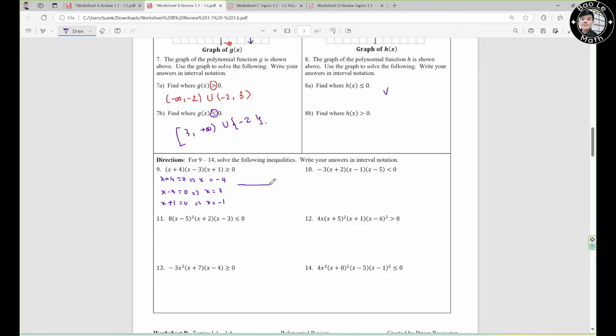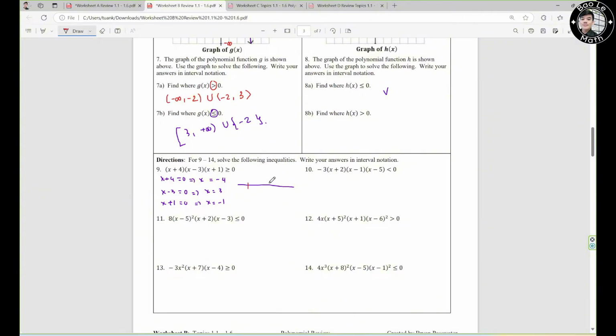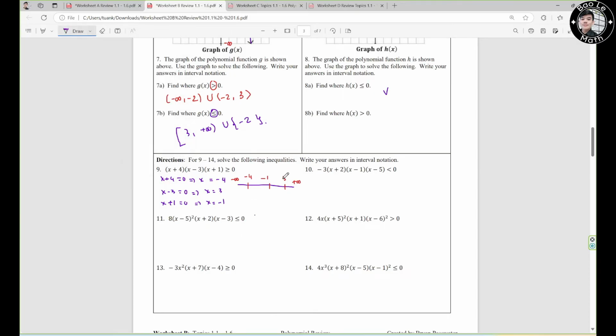Now you need to draw the number line. And then you need to place all the 0s on the number line. So I have negative 4, negative 1, and 3. The 0s must be in increasing order, so keep that in mind. The left hand side right here, you put negative infinity. The right hand side, you put positive infinity. Now, you're gonna pick a number within any interval, and then you check to see if within that interval is positive or negative, right? So I look at this one right here, from negative 1 to 3, and I pick a 0, right? So I substitute over here.